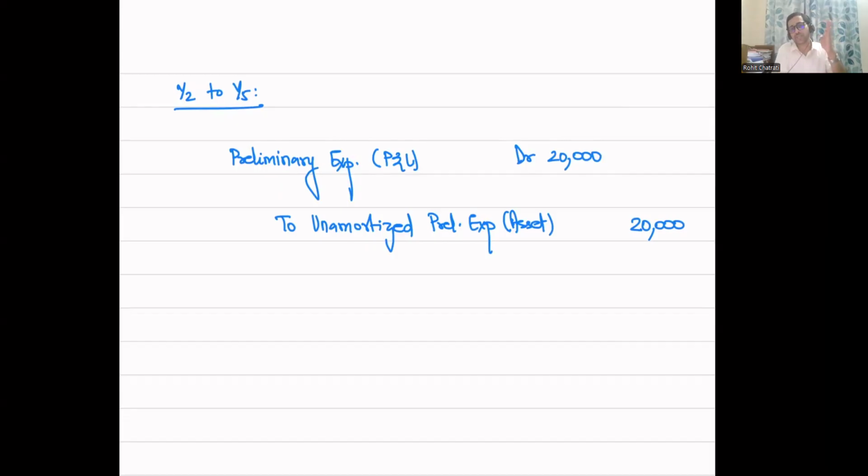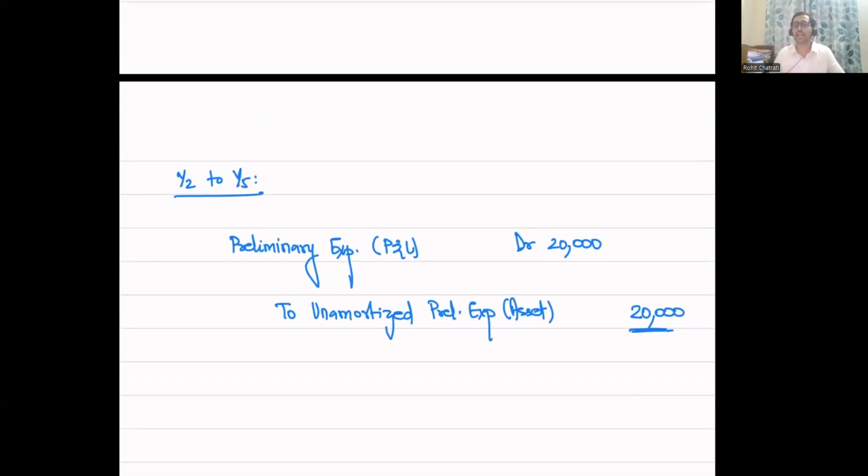At the end of year one, it was 80,000. Each year, I'm crediting it by 20,000. Crediting it basically means that I'm reducing my asset, which therefore means that it will come down to zero by the end of fifth year. All right. So these are going to be my journal entries in the tax books of accounts.